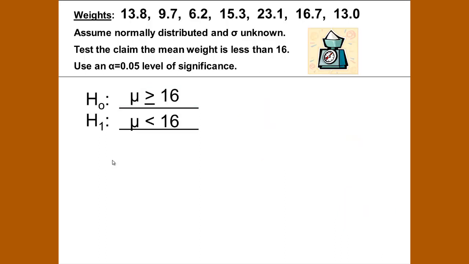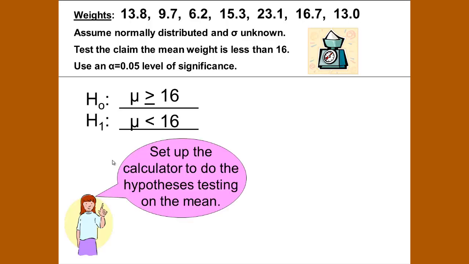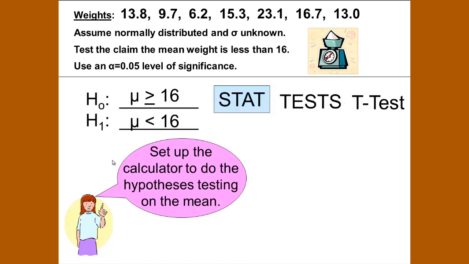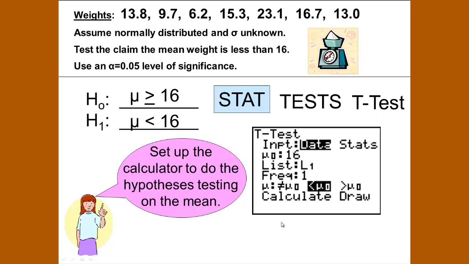Next, we will use the calculator to set up the hypothesis testing on the mean. You will press Stat, then arrow over to Test, and then under Test you will choose the t-test. Under the t-test you will get a menu similar to the one that you see on the screen. We have data that we've inputted into list 1. So when it says input, select data. Make sure the word data is highlighted.